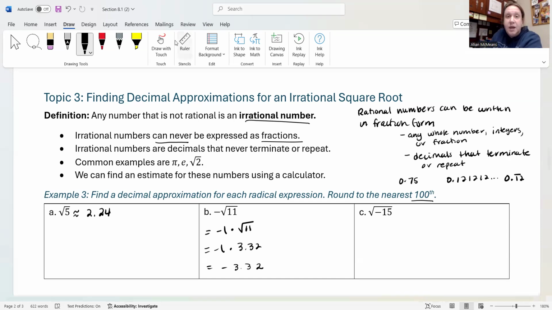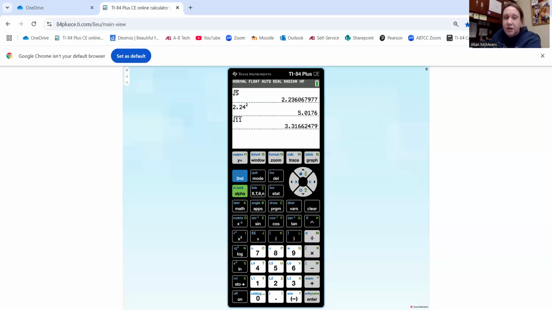Now let's check it. If we were to take -3.32 and square it, we would get approximately 11. So we don't want to worry about the negative, because the negative is outside the radical. So let's take our 3.32 and square it. And sure enough, we get really close to 11. It's a little bit more because remember, we rounded up, but it's pretty close. So there you have it. Sometimes you just have to estimate the best you can using your calculator.